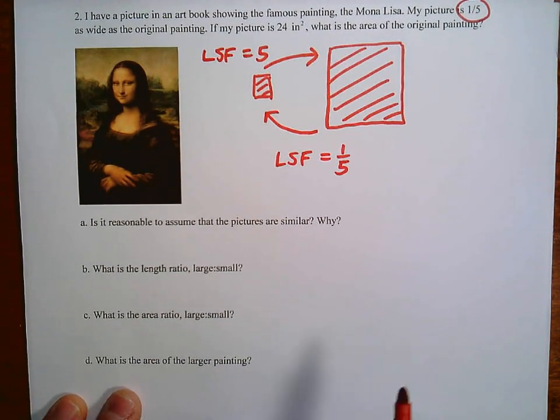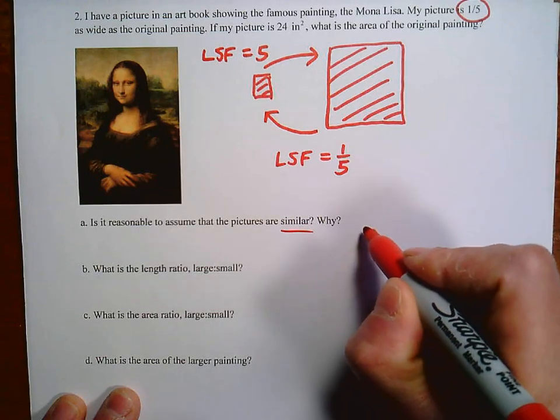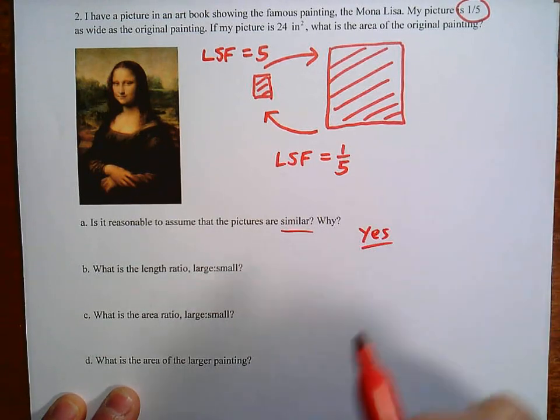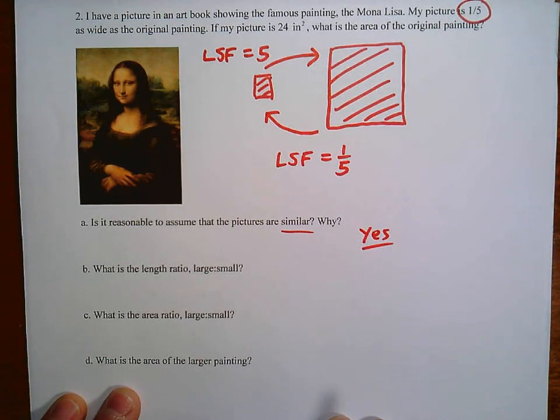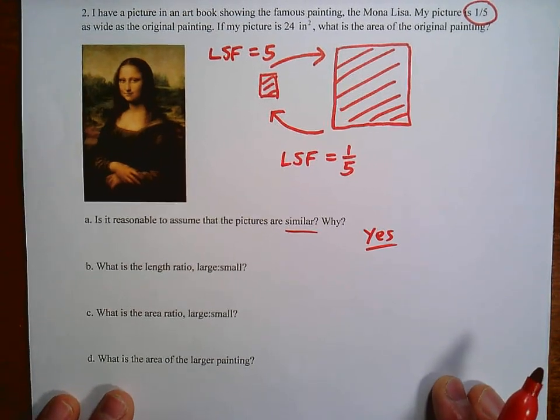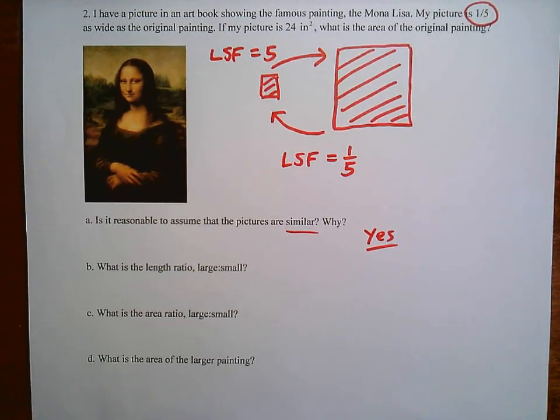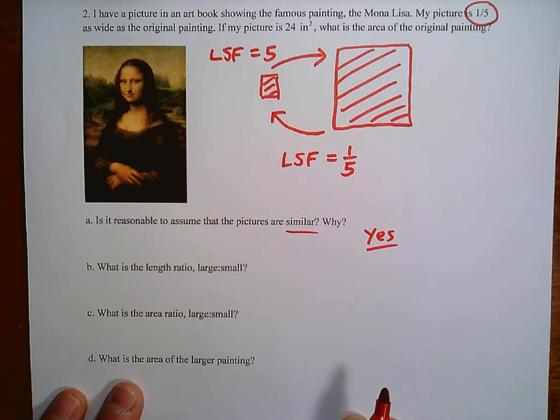Is it reasonable to assume that the pictures are similar? Absolutely, this is a yes. And the reason for that we saw, I think, a couple of lessons ago. The reason is because otherwise the Mona Lisa will look warped, so it will look wider than the original or it will look too slim. So we're going to definitely assume that they're similar.